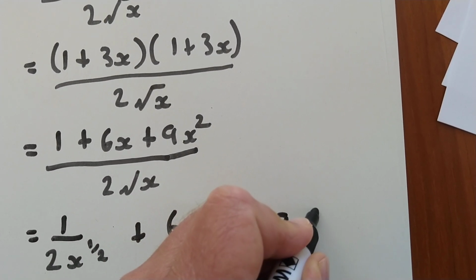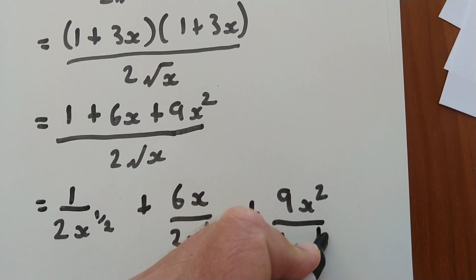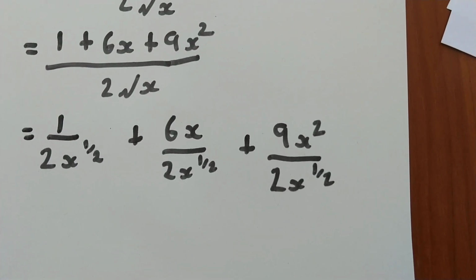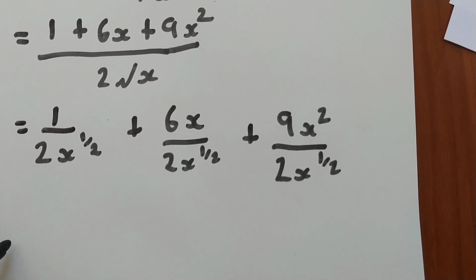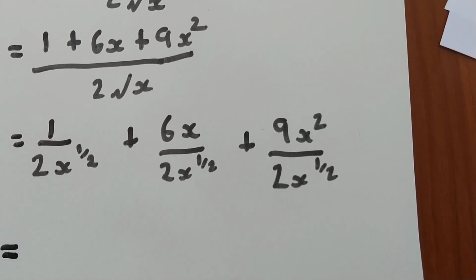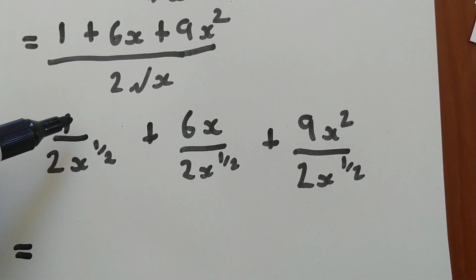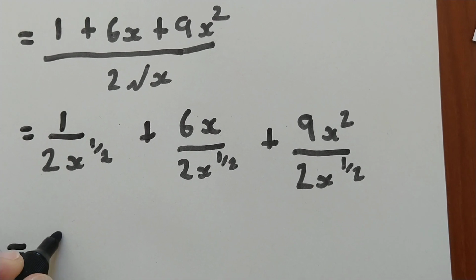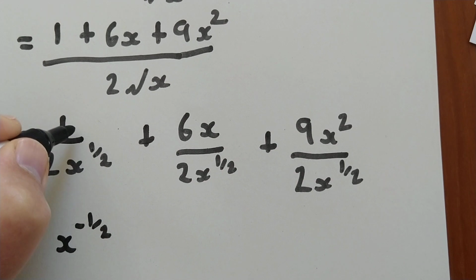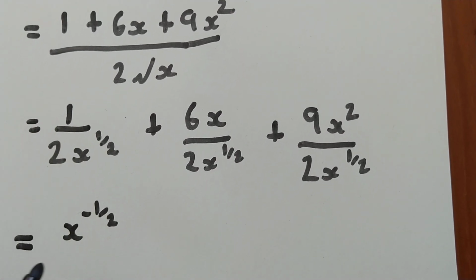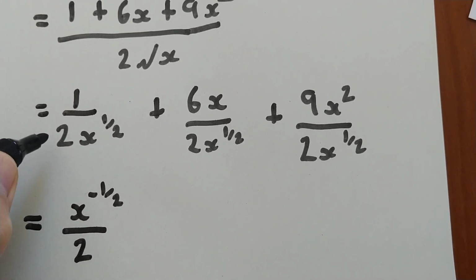plus 9x squared over 2x to the half. Alright, now we'll simplify it down as much as we can. If I want no letters on the bottom of a fraction, I'll take the x to the half to the top. That becomes x to the negative a half. Or as we said before, there are no x's, x to the 0, take away a half. Still over 2, the 2 does not move. The 2 does not come to the top with the x.